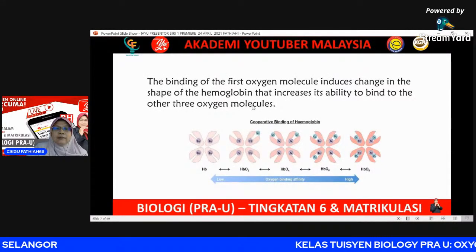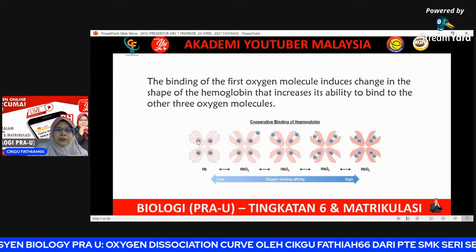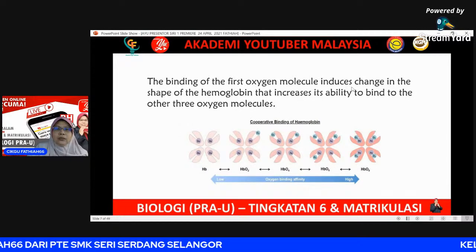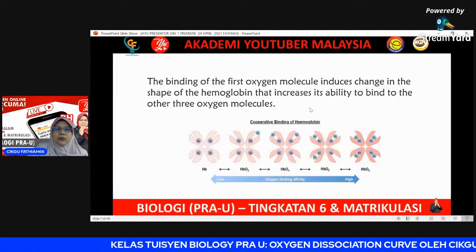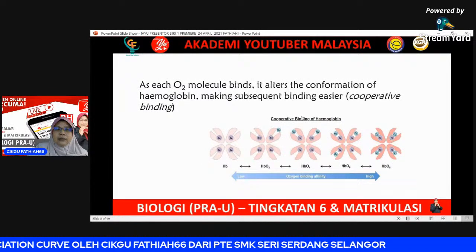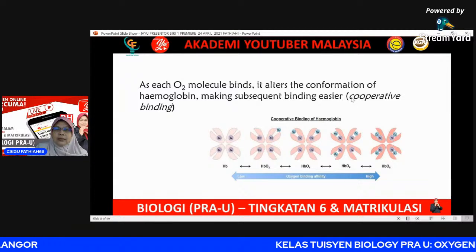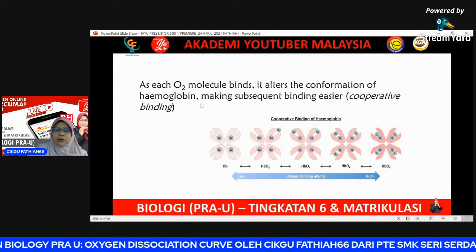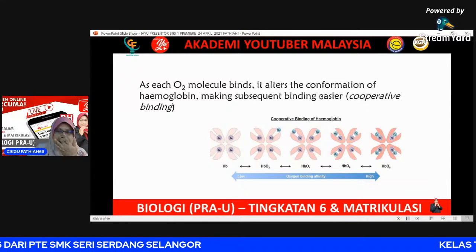Let us look at the binding of the first oxygen molecule to hemoglobin. This is hemoglobin with no binding of oxygen. When one oxygen molecule binds, it induces a change in the shape of hemoglobin. The implication is that hemoglobin increases its ability to bind the other 3 molecules. One molecule of oxygen binds, altering the conformation of the hemoglobin and making subsequent binding easier. This is called cooperative binding. It makes hemoglobin easier to bind oxygen number 2, number 3 and number 4.